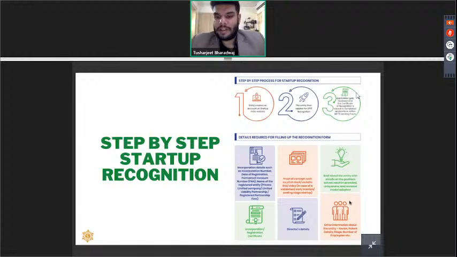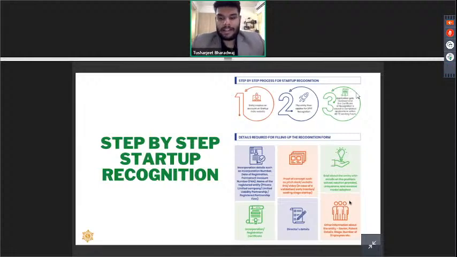Then proof of concept such as a pitch deck, website link, video in case of a validation, early traction, scaling stage startup. Then the third one is a brief about the entity with details on the problem solved, solution provided, uniqueness and revenue model adopted. The fourth one is the incorporation registration certificate, which you'll get in 48 to 72 hours.